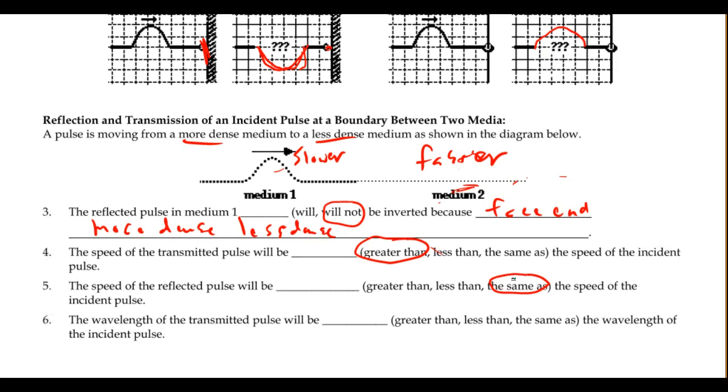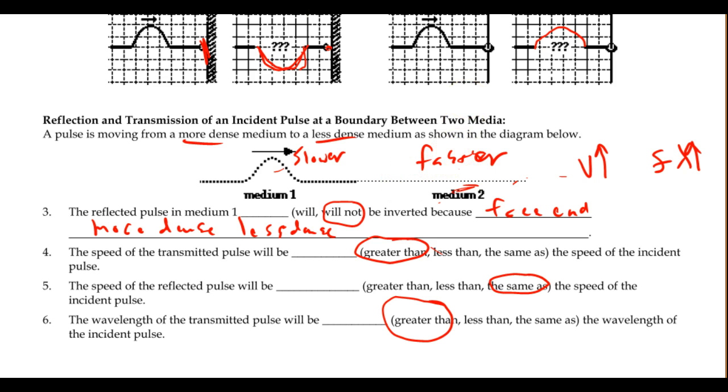The wavelength of the transmitted pulse: the velocity has gone up, and the frequency of the wave itself hasn't changed. But since velocity is frequency times wavelength, if we want the velocity to go up for the same frequency, then that indicates that the wavelength also goes up. So the wavelength is going to be greater in the transmitted pulse.